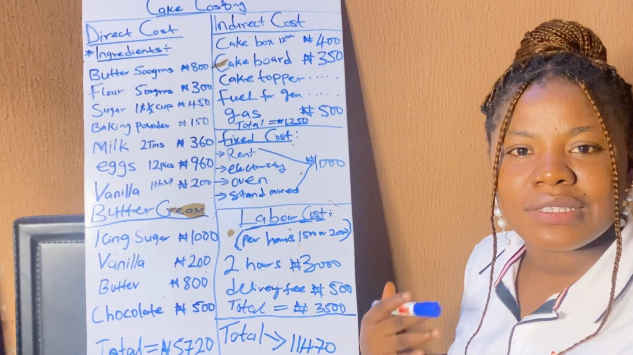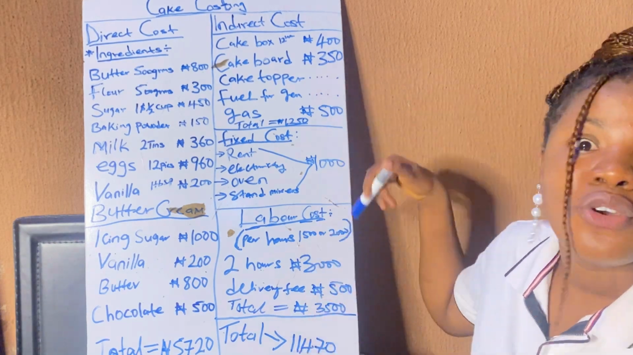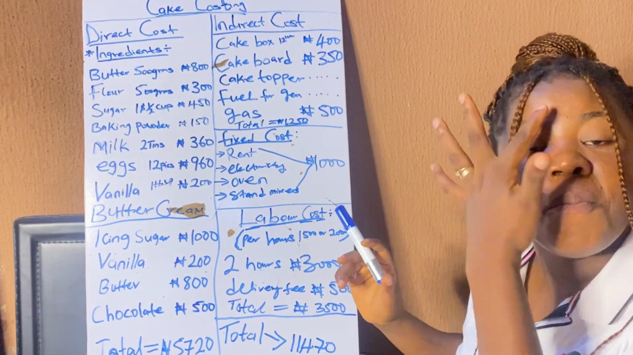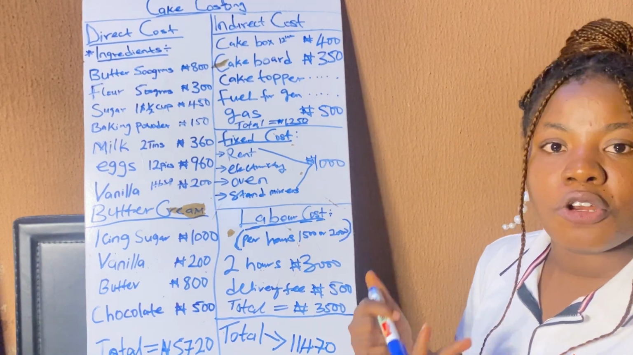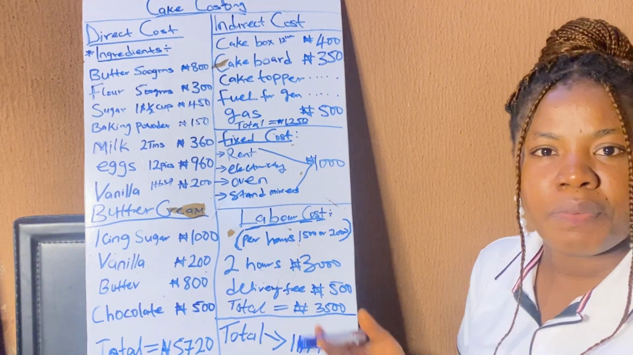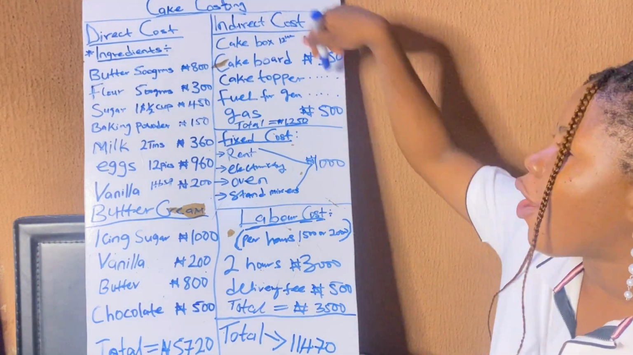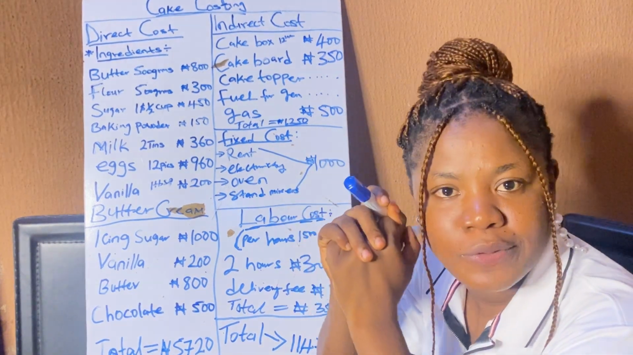So when the price comes down, you see, you make your gain. Don't be surprised, somebody will even pay 13,000 or even 14,000 for this particular cake, depending on your location and how people respond to your business and all that. So that is all for this cake costing, and I hope this video will be of help to someone.